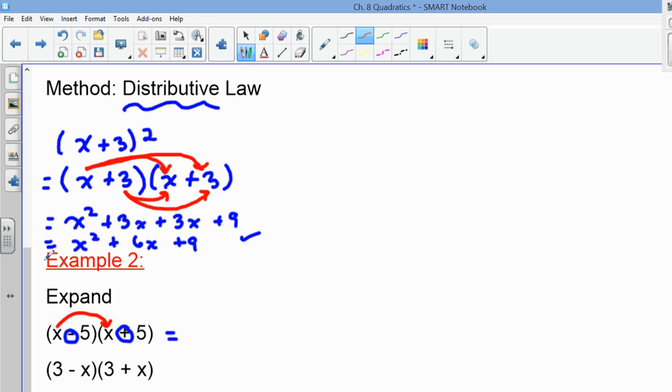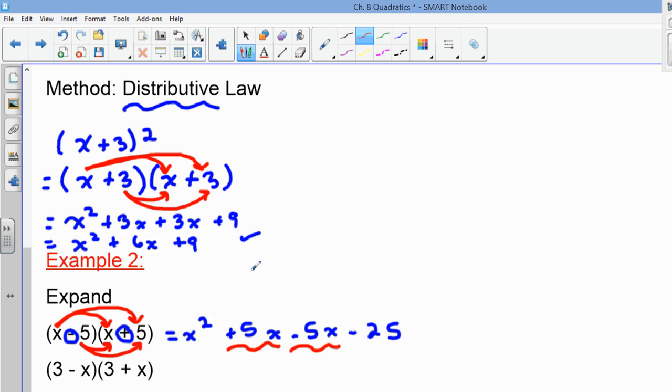So x by x, x by 5, negative 5 by x, negative 5 by 5. Let's see what happens. x by x is x squared. x by 5 is 5x. Negative 5 by x is negative 5x. And negative 5 by 5 is negative 25. What we should notice is that these two middle terms that we usually add together, positive 5x and negative 5x, end up making 0. So we are only left with x squared and minus 25. My final answer for this one is x squared minus 25.